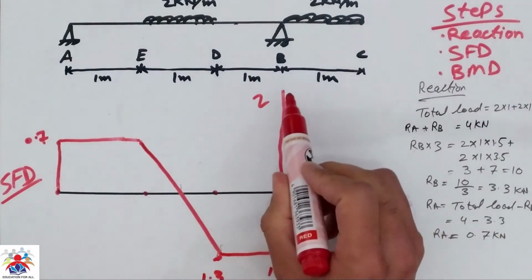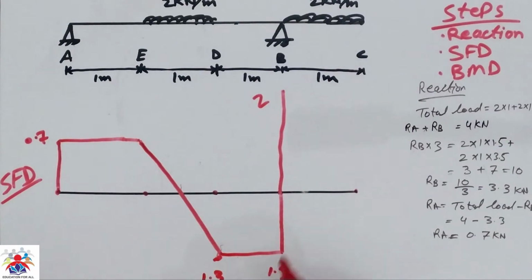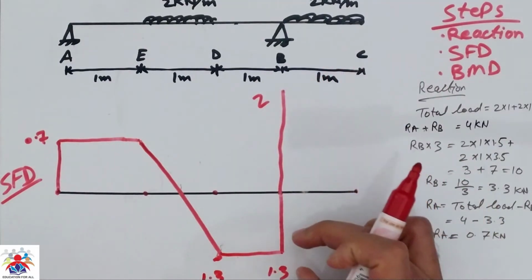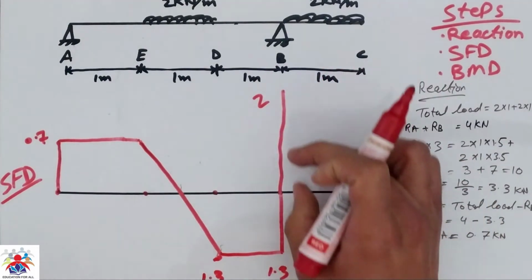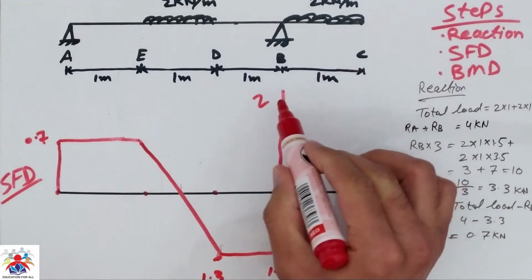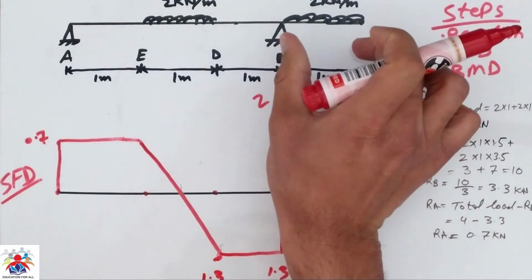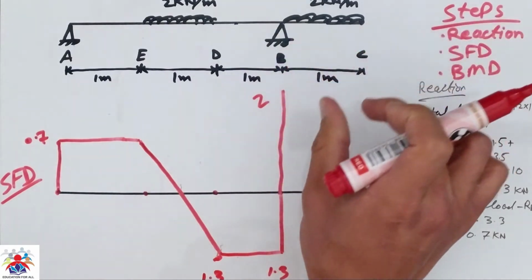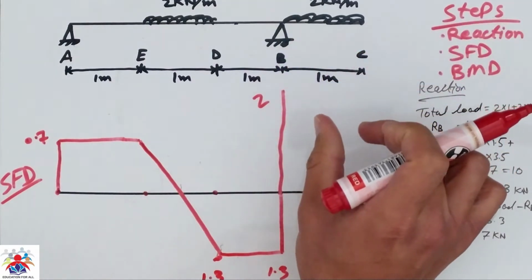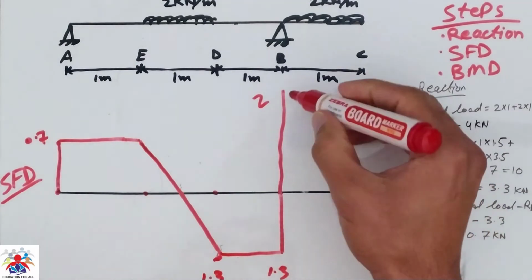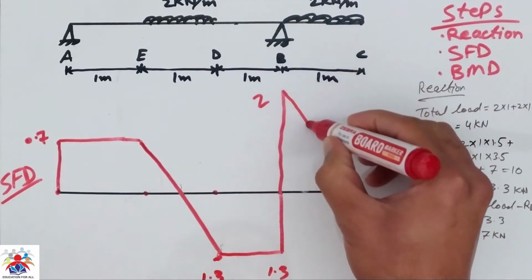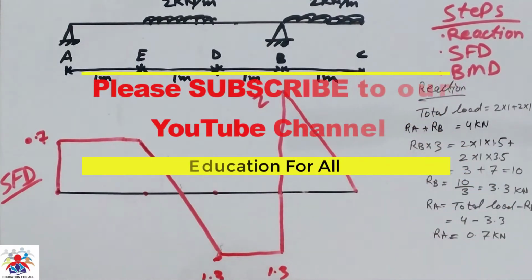Now once we get to point B, we had a total of 3.5, where 1.3 is in the negative zone and 2 is in the positive zone. Once we are in the positive zone with the 2 kilonewton, then we have a UDL which is 2 kilonewton on our 1 meter span. So it will be 2 kilonewton in the form of an inclined or diagonal line at point C.